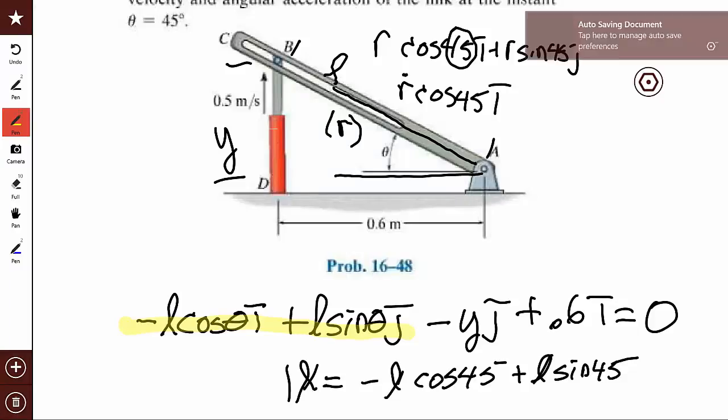Will L be constant? Is L constant? No, L is not constant. So when you put it into Mathematica, you're going to have to say L[t]. Is the angle theta constant? Nope, so theta[t]. Is Y constant? Nope, Y[t]. Is 0.6 constant? Thank goodness, right? Okay, so you could punch it in. If you remind me, I will post the Mathematica.